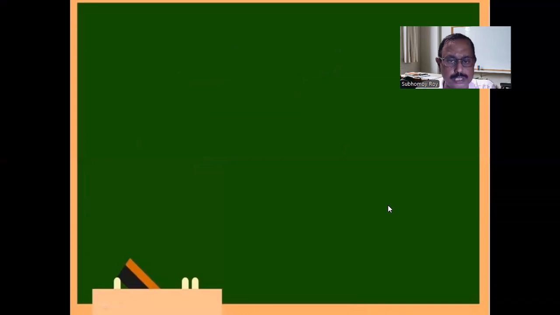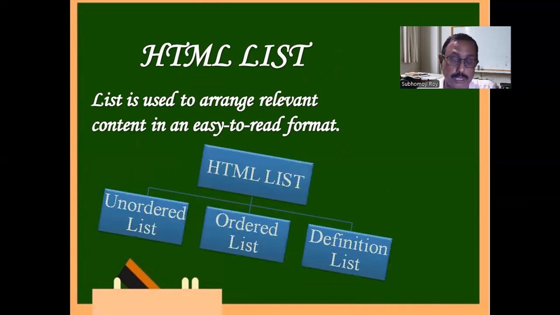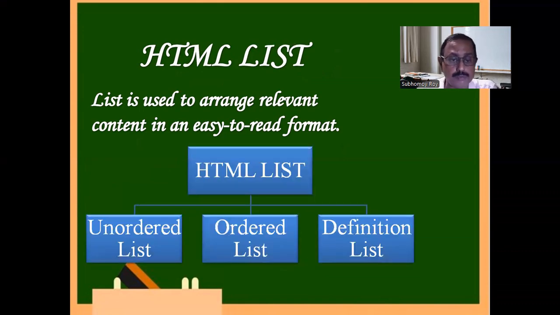So without wasting time, let us know what is HTML list. Just now I said the list is used to arrange the relevant content in an easy to read format. Now there are three types of list. First one is unordered list. That means one by one we are writing, without any numbering. That means which one is the first one, which one is the last one, they are not arranged. They are called unordered list.